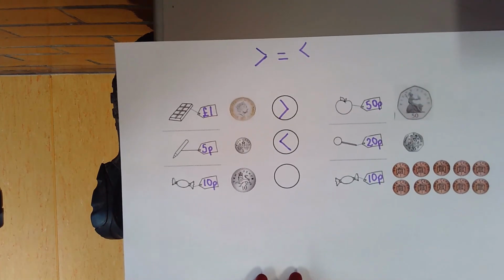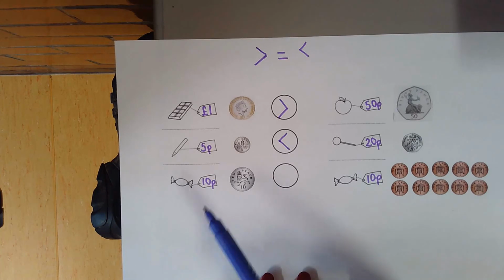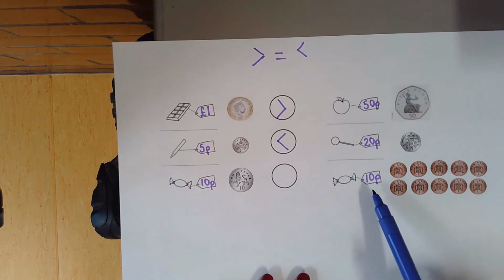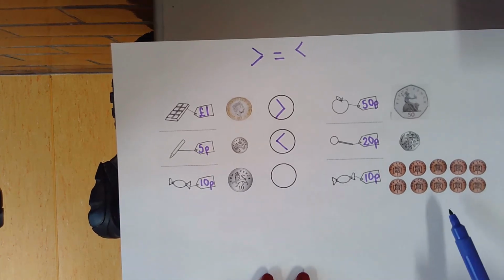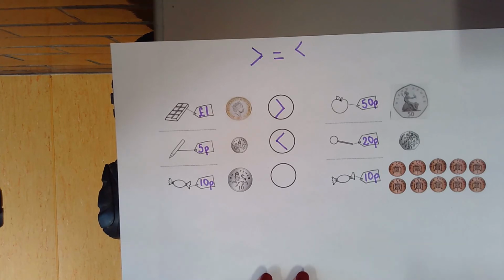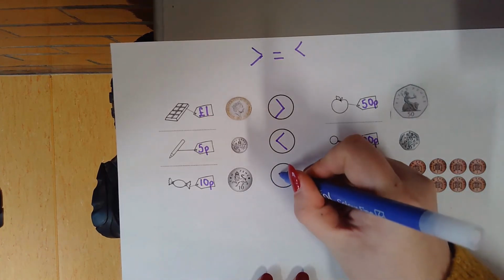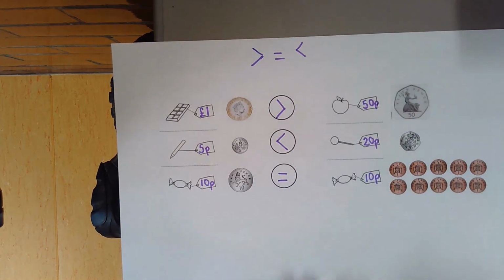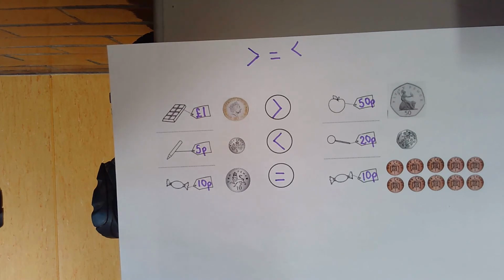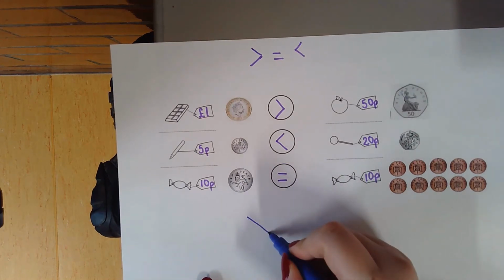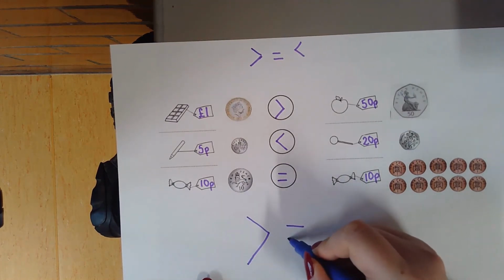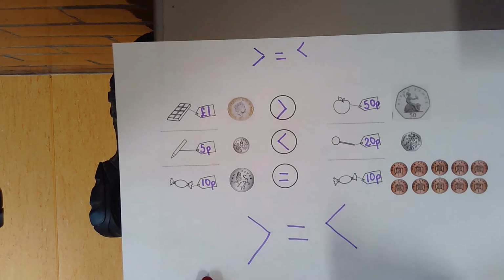Last one. This time I've got 10p and 10p. They've been drawn differently, but they're definitely the same amount. But they are the same, aren't they? So they are equal. I want you to now use your task sheet to complete the challenges for your money today, thinking about what is greater than, equal to, and less than.